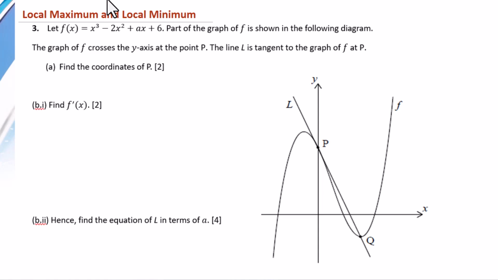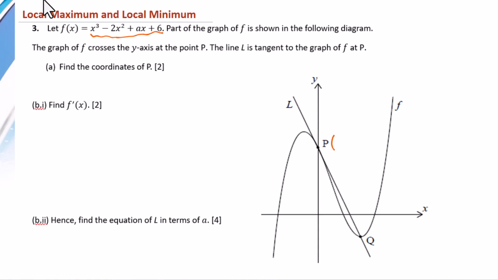Let's go to question 3. Let f of x equals this. Part of a graph of f is shown in the following diagram. The graph of f crosses the y-axis at point P. The line L is a tangent to the graph of f at P. Find the coordinates of P.